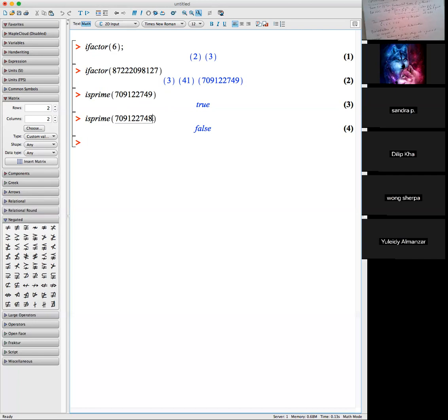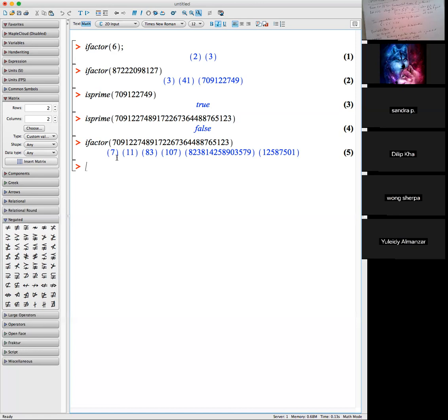But suppose I make an even bigger number. I'm just typing in some random digits. I have no idea even how to pronounce that number. Well, of course it's false. It ends in 2. Let me add a number 3. Is prime? Huh. Well, if it's not prime, let me try to factor it. So this very big number is a product of these primes: 7, 11, 83, 107. This guy is 12,587,501. This is thousands, millions, billions, trillions, quadrillions. In any case, you might think, look at that, Maple factored this huge number probably in less than a second.